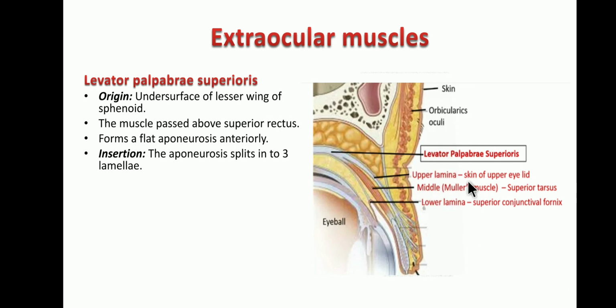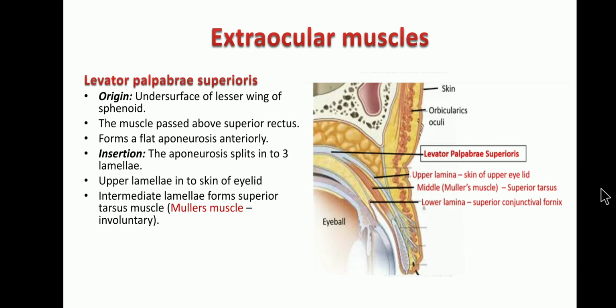This is called Muller's muscle because it is not supplied by the somatic efferent fibers. It is mainly supplied by the sympathetic fibers. It is involuntary. So if the sympathetic fibers are damaged, in case of Horner syndrome, it produces ptosis or drooping of the upper eyelid.